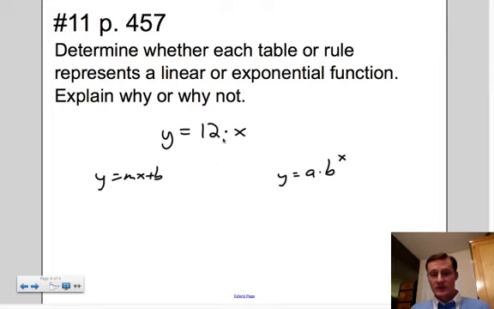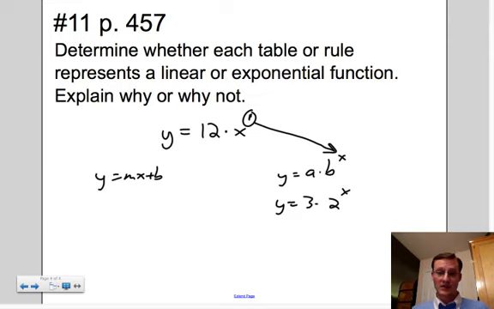Well, you could say that it's 12 times x to the first, but you notice this is a constant. That doesn't match up. Your x is the base. Here, for example, y equals 3 times 2 to the x. Your exponent is the variable. Here, the base is the variable. Well, you notice x to the first power, this matches this form. So this is linear.